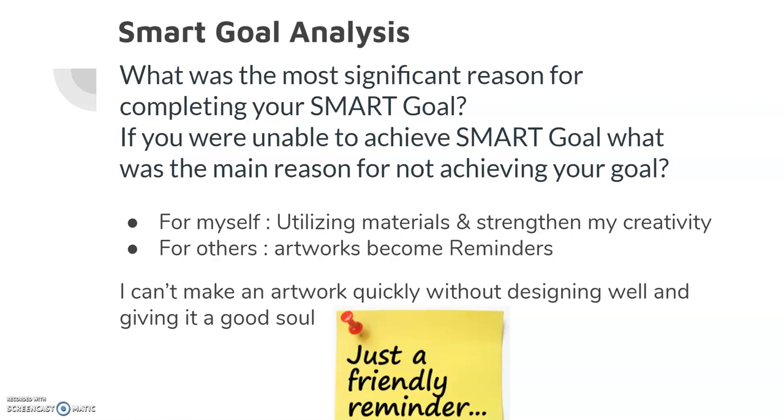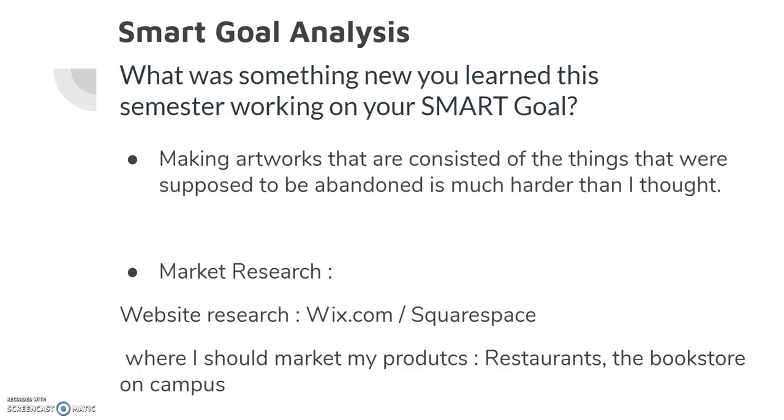If you were unable to achieve your SMART goal, what was the main reason for not achieving your goal? So for me, I can't make an artwork very quickly without designing well. I needed time to think which step I will do next, and I spent a lot of time to think if I'm going to do this or I'm going to do that. I have to consider it more to give it a good soul, to give my artwork a meaning.